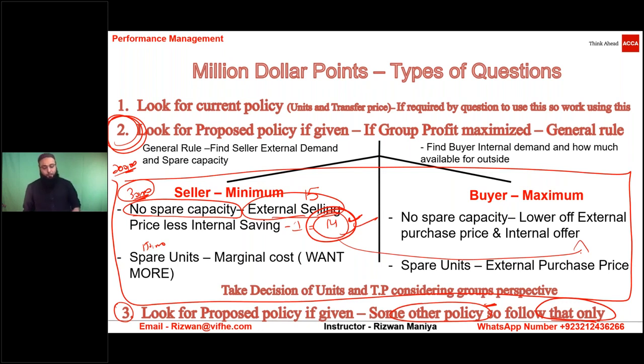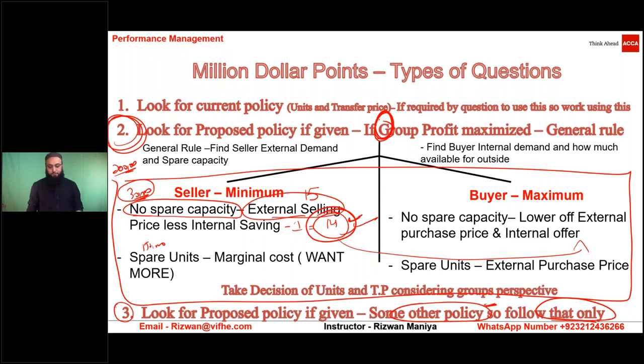Third policy is very simple. The third category is what? If some other policy is given, for example, work out transfer price based on cost plus basis, marginal cost plus basis of the seller, just read that and work out the transfer price. Simple. Whatever is given. But if the question says group profit is to be maximized, then just use the general rule.